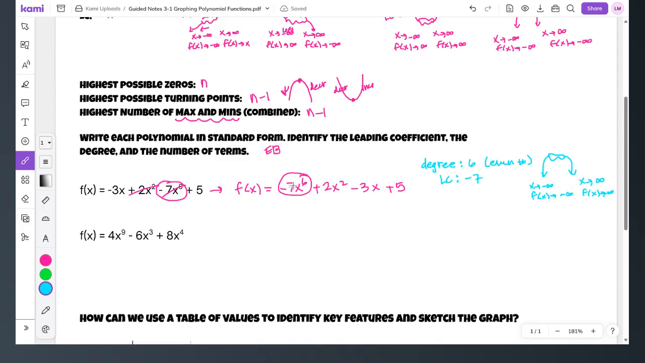All right, my leading coefficient is negative 7. We've got that. We've got the degree. Number of terms, 4. And we find terms by looking for the positive and negative signs that separate them. I know the max number of turns is 5, and max and mins combined, 5. These are possibilities.